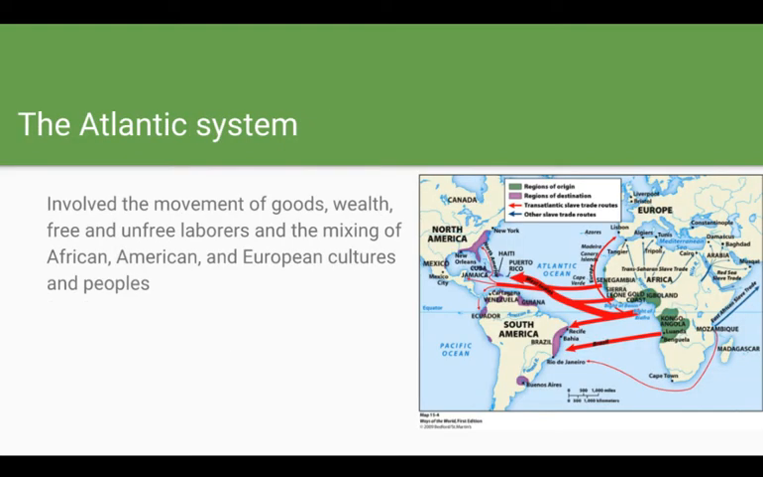In the Atlantic system, this is a name for the trade side of the Columbian Exchange. We have the exchange of goods in both directions, and of course unfree laborers, that would be the slave trade. And for free laborers, they're referring to migration. And of course there's a cultural mixing that happens as well.